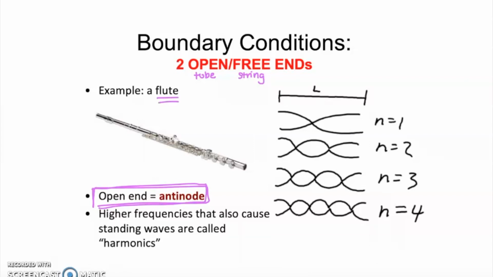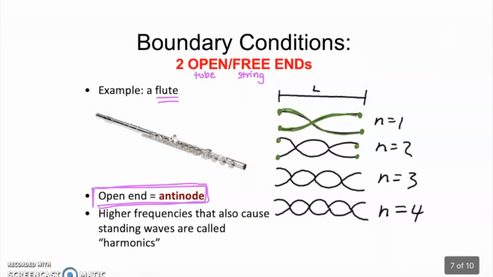So as I draw these, I'm going to start by drawing in my antinodes on both ends. I know that those are open ends, so I must have an antinode. And then I connect those for the first harmonic, the fundamental, with the least number of humps possible. For the second one, I again start with the antinodes and I add a hump. Same with the third and fourth harmonics. Notice that in comparison to our last example, these harmonics just go up normally.